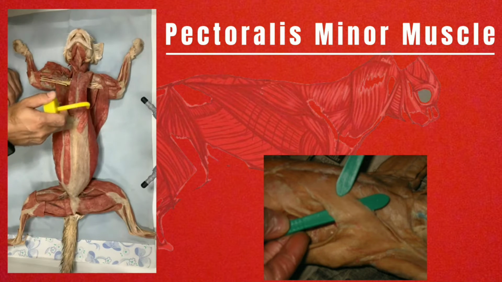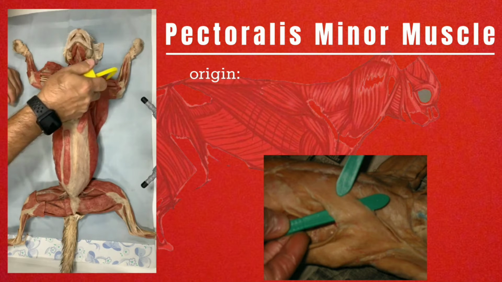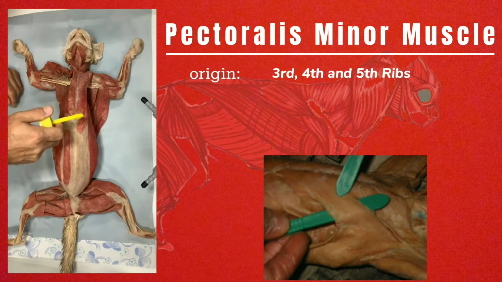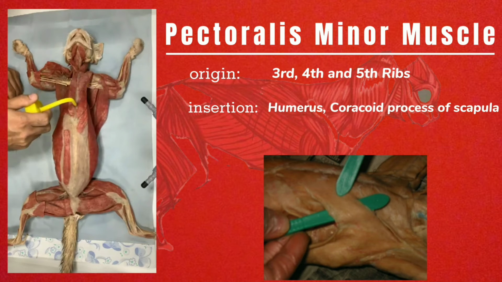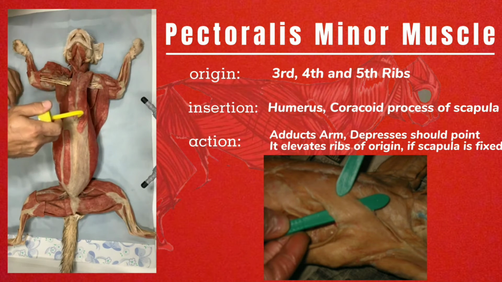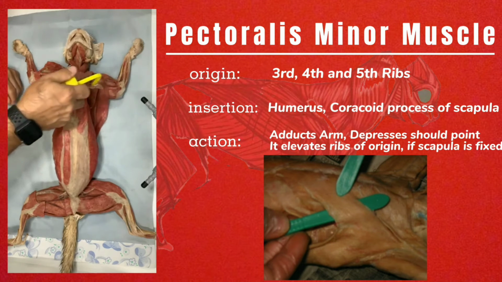Third, we have pectoralis minor. Pectoralis minor originates in the 3rd, 4th, and 5th ribs. It is inserted in the humerus and coracoid process of the scapula, where it adducts the arm and depresses the shoulder point that elevates the ribs of origin.